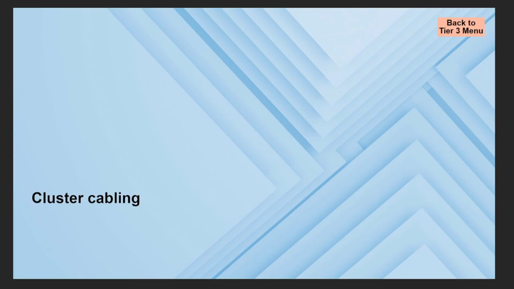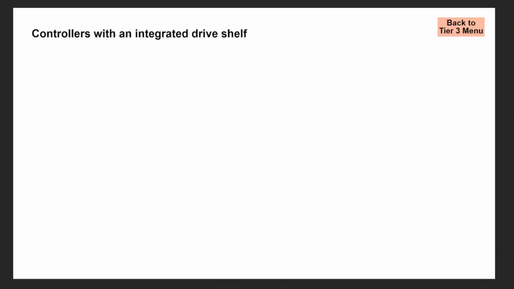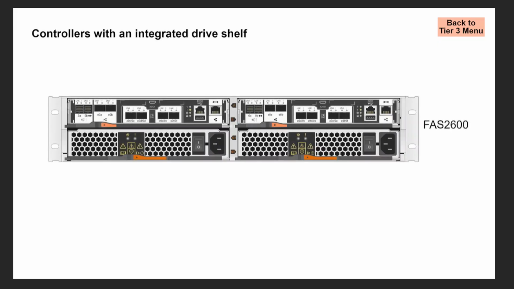Now that you have cabled the HA pairs and their drive shelves, you can cable the pairs together in a cluster. Cabling controllers that have an integrated drive shelf differs slightly from cabling external drive shelves. The first image shows a storage system that has 2 storage controllers and 24 drives in the same chassis. Each storage controller has 2 onboard mini SAS ports, 0A and 0B. These ports connect internally to the integrated drive shelf, but the ports can also connect to external drive shelves.